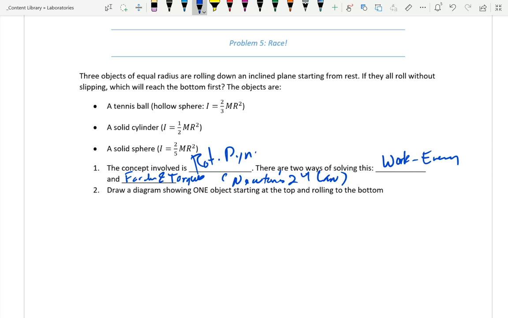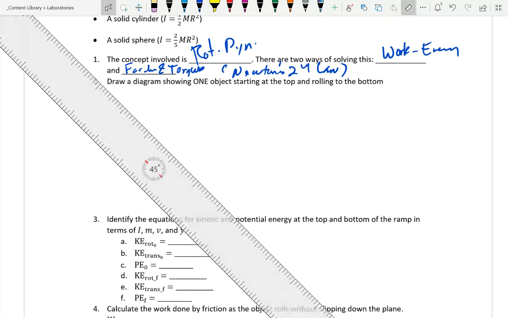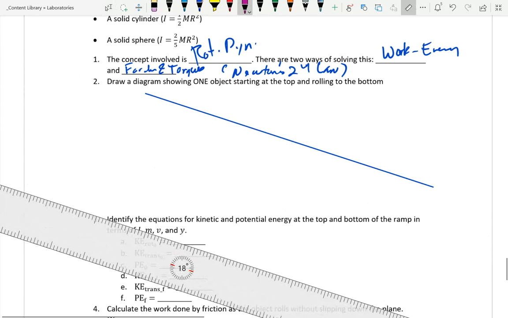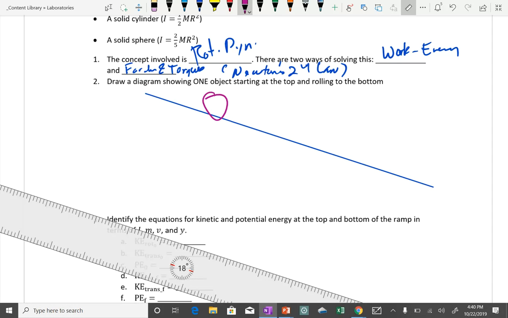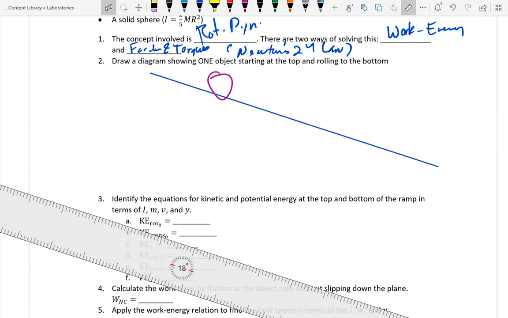Newtonian dynamics. Draw a diagram showing one object starting at the top and rolling to the bottom. I'm only going to show one because the calculation will work for all three. So what should my diagram look like? A triangle, and then a circle right there, with arrows pointing down. Circle, arrow, circle, arrow, circle, arrow, like that. Okay, start and bottom.